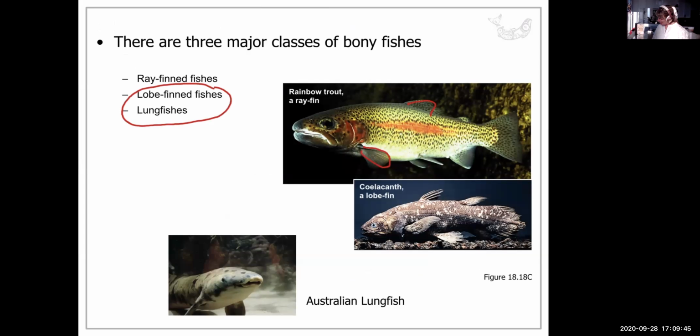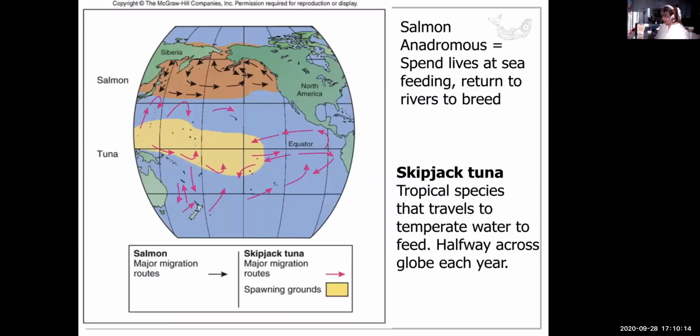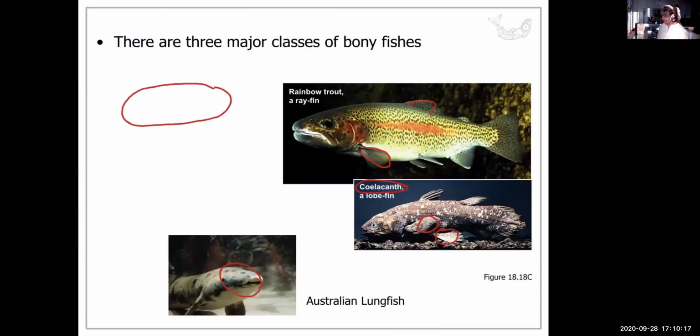So lobe-finned fishes are like the coelacanth, which is only found off Madagascar, and the lungfish, which is found in Australia. So the lungfish is a bit different in that it can breathe out of the air. Yeah, so it has a modified swim bladder that kind of acts like a lung, which is very interesting. And the coelacanth has lobed fins that are positioned more or less under their body.